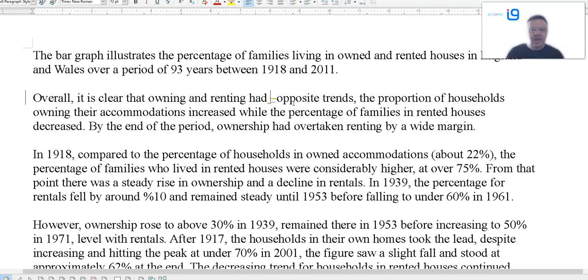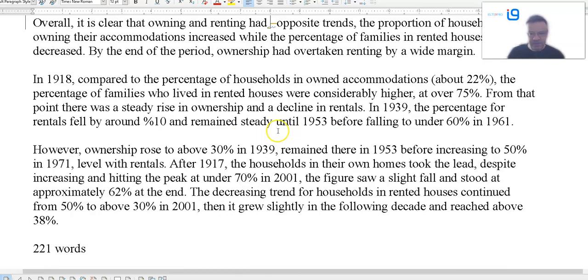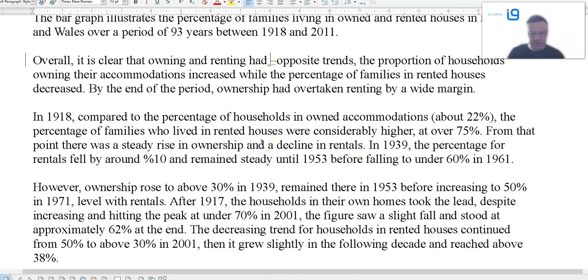Had opposite trends. The proportion of households owning accommodation increased, while renting decreased. Ownership had overtaken renting by a wide margin. Okay, it's pretty straightforward. In 1918, compared to the percentage of households in the country, ownership comes over higher, 35%.